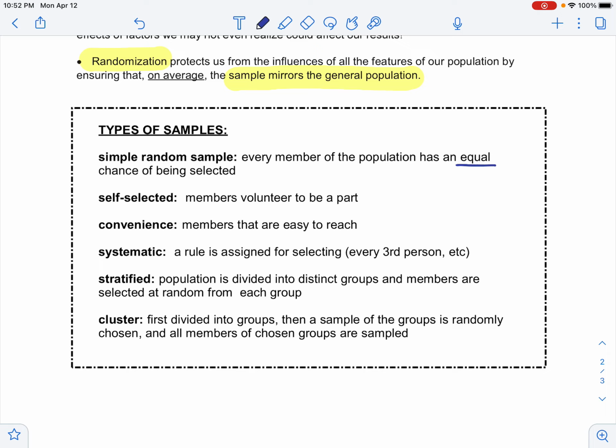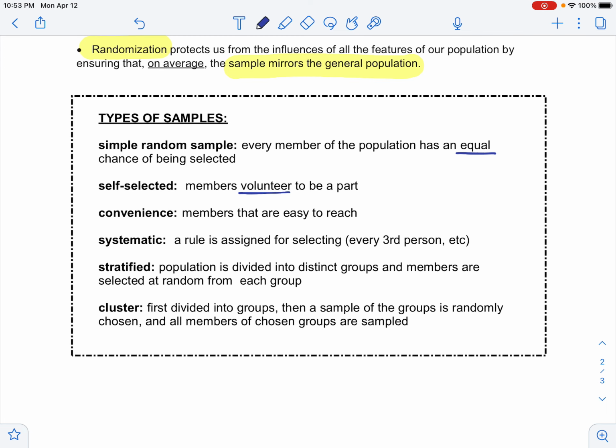The next one is self-selected. In self-selected, this is where members volunteer to be a part of the study. Now, when people volunteer, that can often show some bias. So sometimes self-selected isn't always the preferred method.